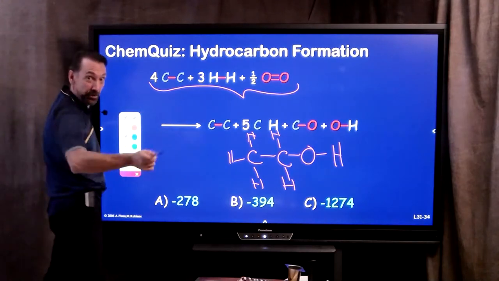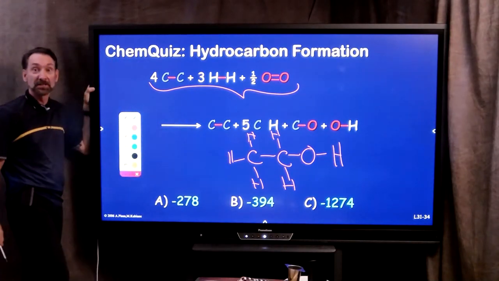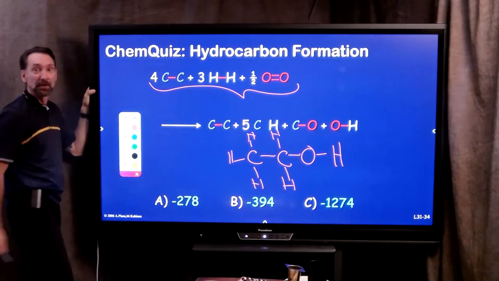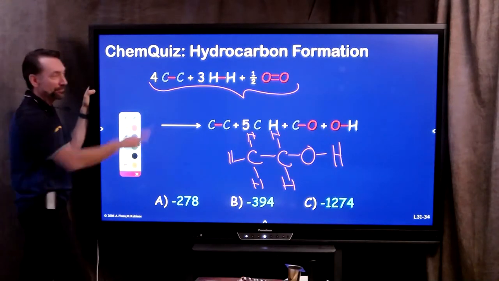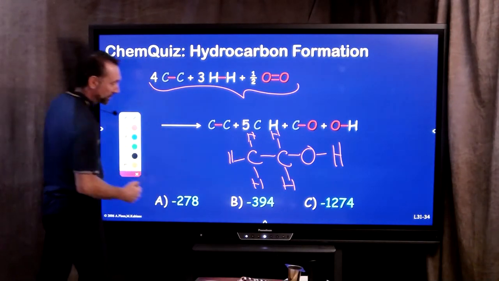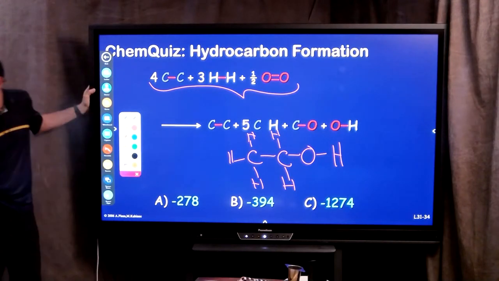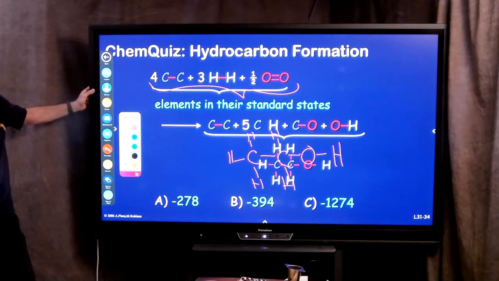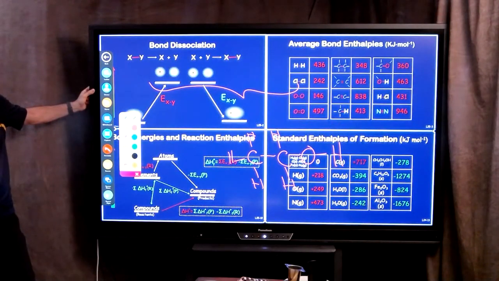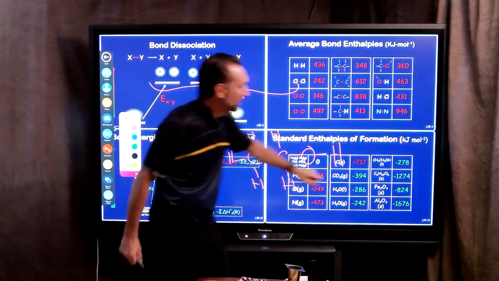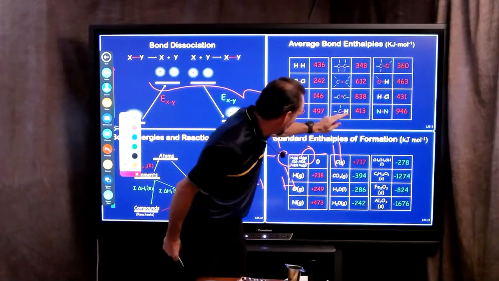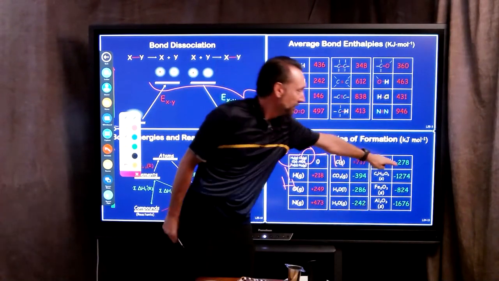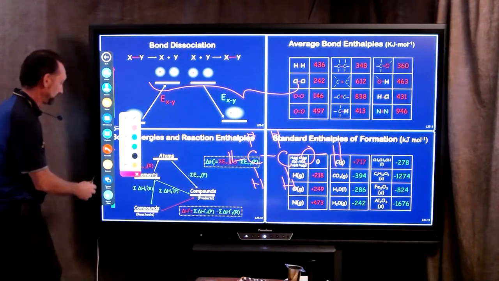Now, you could have done it with your bonds broken minus bonds formed approach. You would not have gotten exactly one of these numbers. But if you do it this way, one of those numbers, as you recall, just go through the animations there, those elements in their standard states, that's ethanol. If you recall, standard enthalpy of formation of ethanol is there, 278 kilojoules per mole.